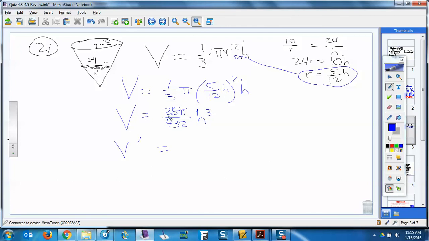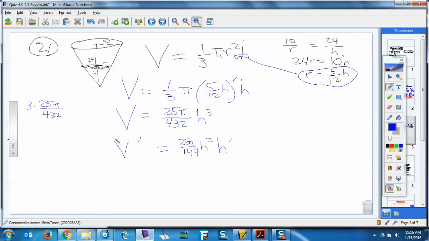So you bring the 3 down in front, and now get your calculator out if you want help with that, and just do that on your calculator, right? Just bring the 3 down. Do that on your calculator. It turns out that it's 25 pi over 144 h squared h prime, right? That's the best way to do it. Okay, so you just bring the 3 down in front, use your calculator to help you do that, h squared, tack on an h prime.